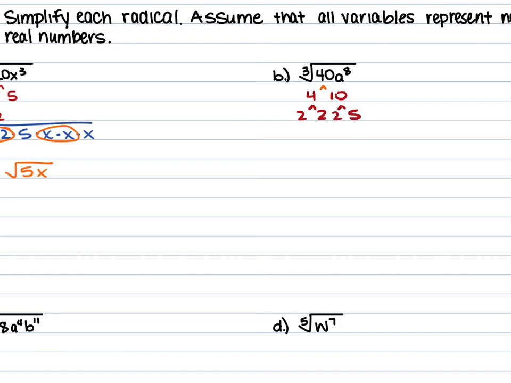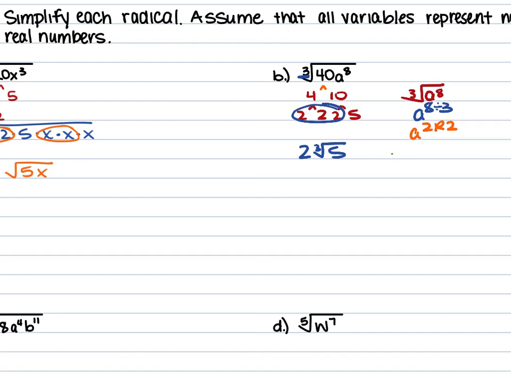We group up sets of 3, not 2. Our index is 3, so we want a set of 3. The 2 comes out. The 5 stays underneath the cube root. That a to the 8th power, you're taking the cube root of that as well. So we're going to divide the 8 by 3. We get a to the second with the remainder of 2.